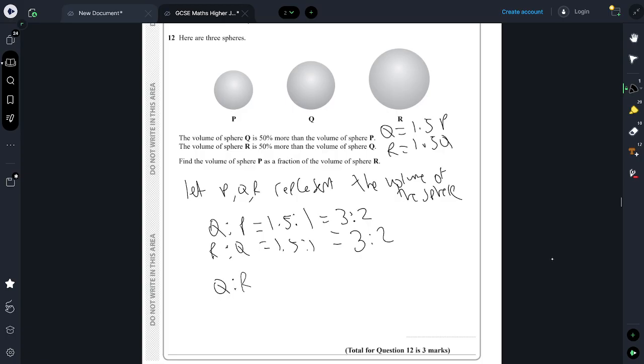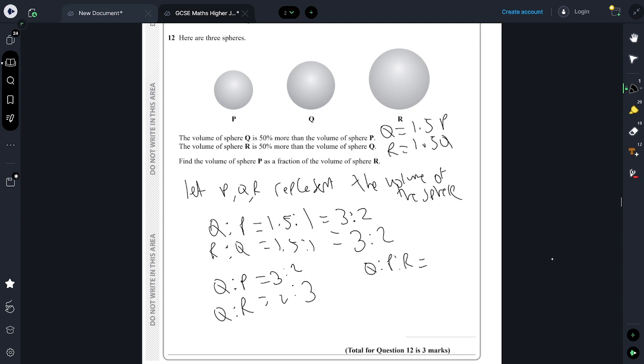Q to R then is going to be. Now let's rewrite this again. Sorry. So Q to P is 3 to 2. And we know that Q to R, so we're going to flip the order, it's going to be 2 to 3. Well, actually, we need to make the numbers the same here, because then you can equate them as Q to P to R in the same ratio, if the number on the Q is the same. So how can we get this?